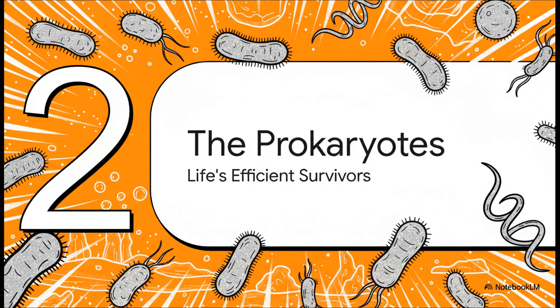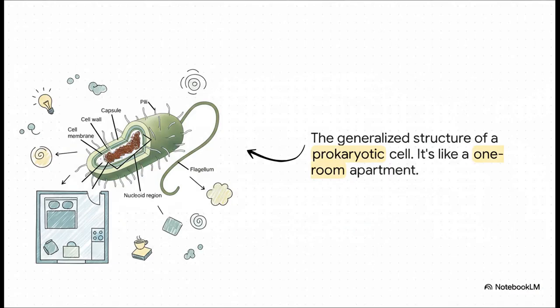All right, let's meet the original model. Prokaryotes were the first type of life on this planet, and they've been running the show for billions of years. Don't think of them as primitive. Think of them as perfectly streamlined, super efficient survival machines. The best way to think about a prokaryote? It's like a tiny, one-room studio apartment. Everything it needs to live is right there in one open space. No walls, no separate rooms. It's simple, it's compact, and it is incredibly effective at what it does.